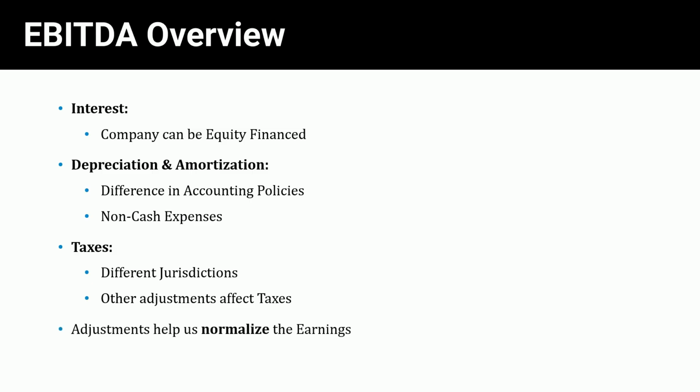All in, these are adjustments that help us normalize the earnings so that it can be compared to other companies. And so that is the primary purpose here. So now that we have a general understanding of the overview, in the next video, we're going to get back into the model and start building out the EBITDA schedules.